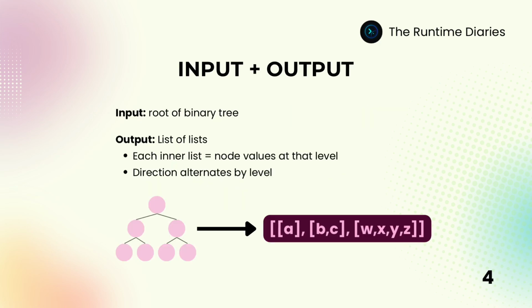Our input is simply the root of a binary tree. It could be any binary tree, balanced or unbalanced, doesn't matter here. The output is a list of lists. Each inner list contains all the node values from one level of the tree in the order they should appear for that level. And those lists alternate in direction. Some will be left to right, some will be right to left, following the zigzag pattern.